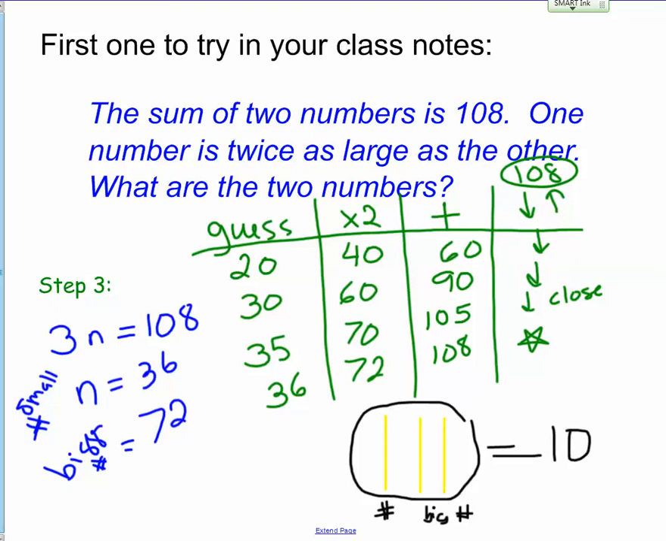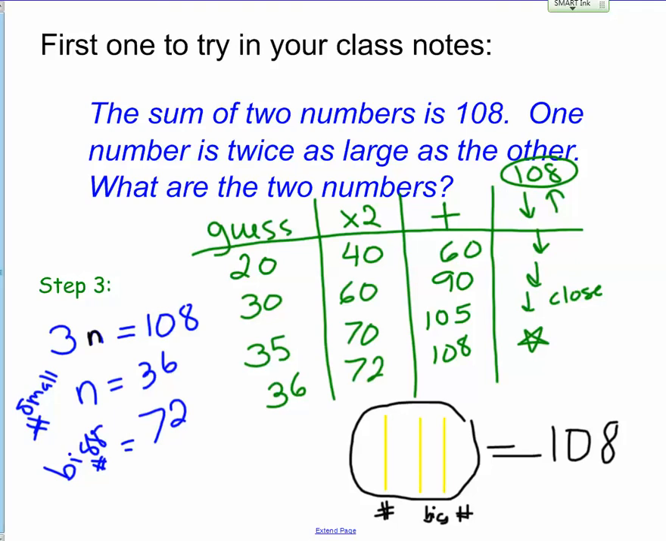Hard to write with this mouse pad. Well, in Chapter 2, you learned if we don't know what a number is, we can represent it with an n, a variable. And just like we have 1, 2, 3 toothpicks equal to 108, 3 n's equal 108.